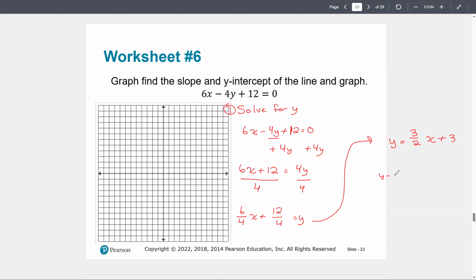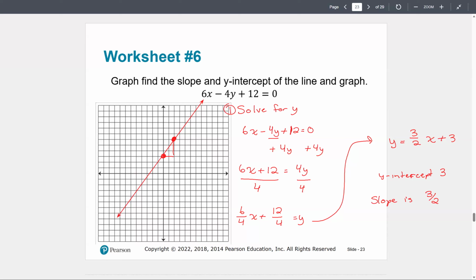So now we know that the y-intercept is 3. We know that the slope is 3/2. So we move over 2 because we run 2 and then we rise 3. Trying to eyeball this just right, and I keep missing. There we go. And that would be our graph.